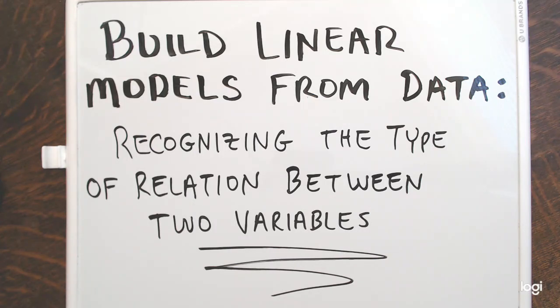Alright, so this video follows up the scatter diagram video on building linear models from data. Here we're just going to take a look at a few scatter diagrams, a few scatter plots, and determine what kind of relationship the variables x and y, the independent and dependent variables, have based on just these ordered pairs that are plotted, this scatter diagram.